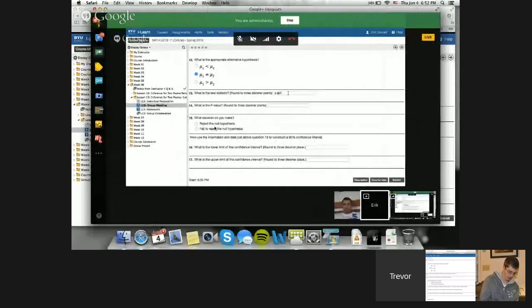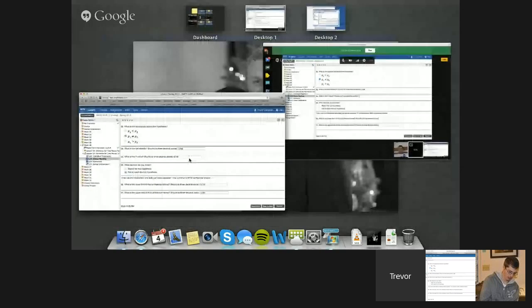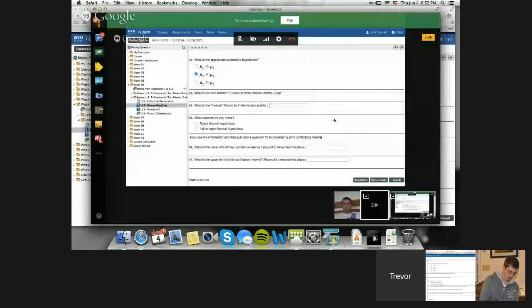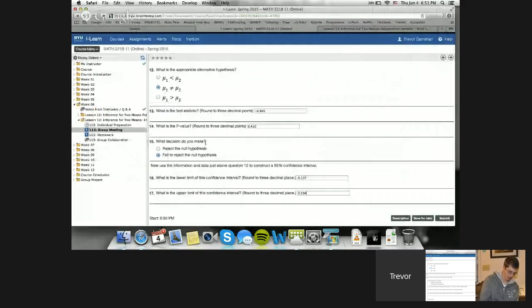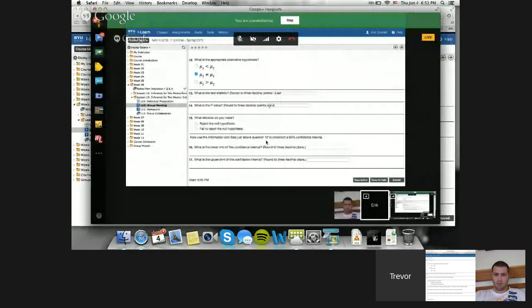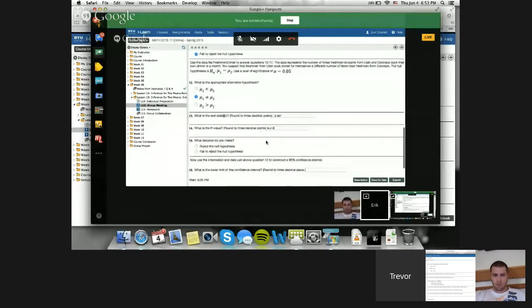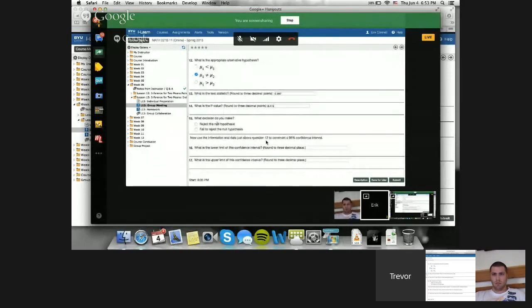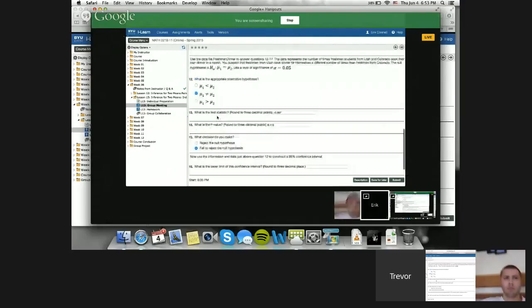I mean, we're likely to get it wrong anyway. That was the only one. The p-value is 0.410, and it's two-sided, so that stays the same. And here, we also reject the null hypothesis. Same point, right?